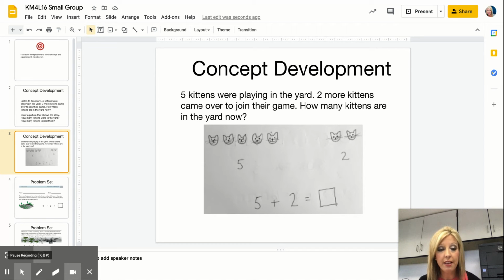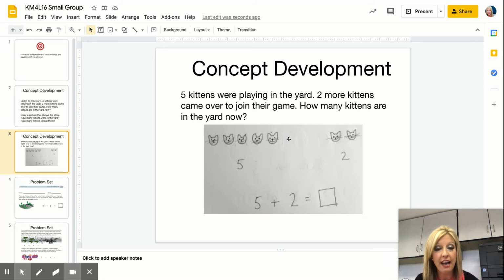Does your drawing model the story? Did you start with 5 kittens? And your kittens may look a little different. You may have just drawn circles to represent your kittens, but did you draw 5 kittens? Because they were the ones playing in the yard. And then it tells us that 2 more kittens came to join their game. So how many kittens are in the yard now? So we started with 5 kittens and we added 2 more. And we need to know what that equals.